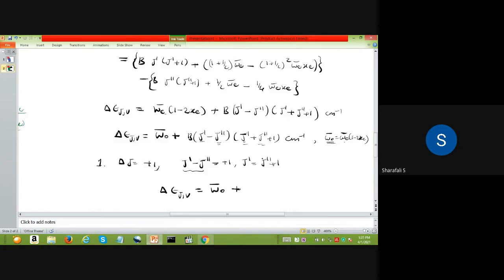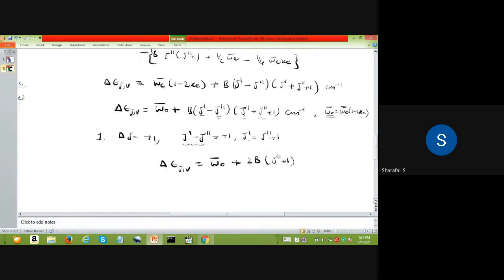So what will happen to this? This will become, when you are considering this quantity, J' + 1 is here, so this will become like 2B times (J'' + 1). So that is the result for the ΔJ equal to plus 1 case.